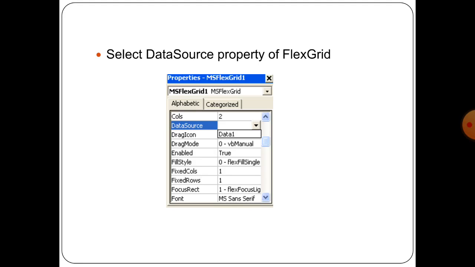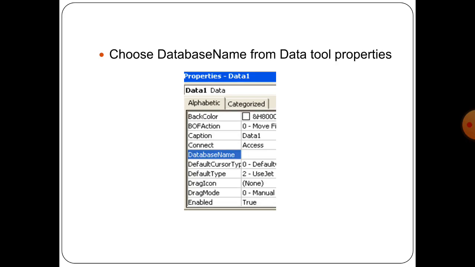So select the DataSource property of the Flex Grid as Data1. Here you choose the database name from the data control property. After keeping it as Data1, you choose the database name. Previously we have taken our database name as employee. The same, whatever database name you want, you choose in that particular property field.